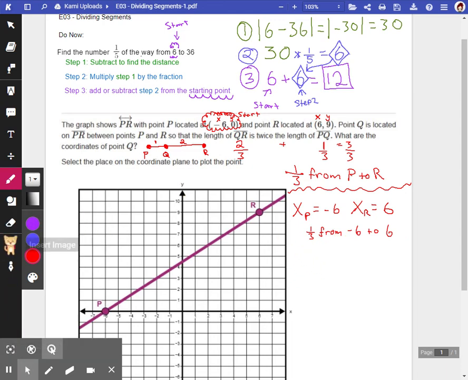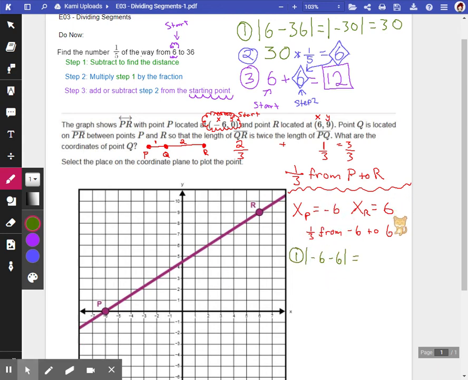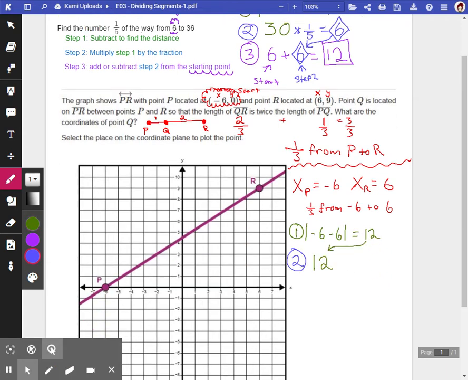So step 1 is to subtract my two values and find the distance. Distance is always positive, so we're just going to take the absolute value. Remember, when you subtract, I'm starting at -6, I'm subtracting 6, so they're actually 12 units apart. Step 2 is to multiply that step 1 value by the fraction. So 1/3 of 12 is 4.